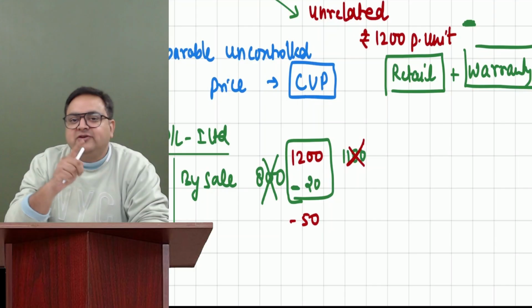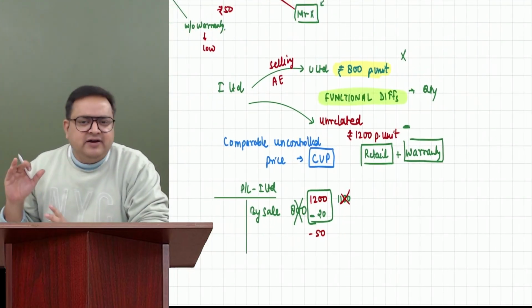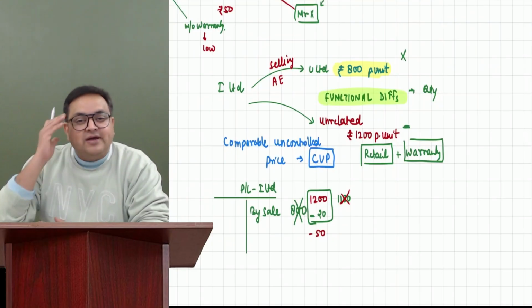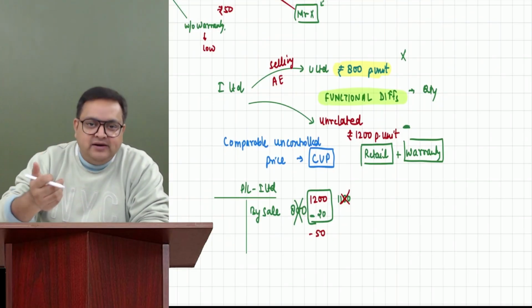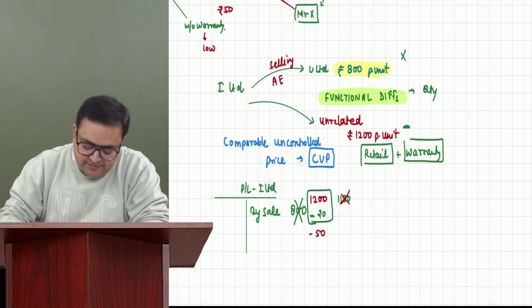So 1130 is actually the ALP, right? There might be some other functional differences. So there can be many functional differences. And now guys, you have to just apply your logic on whether you have to add it or subtract it.